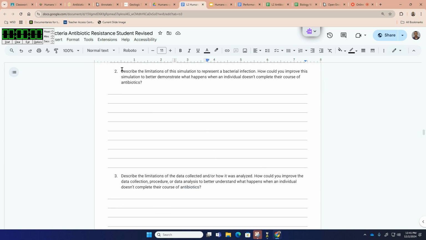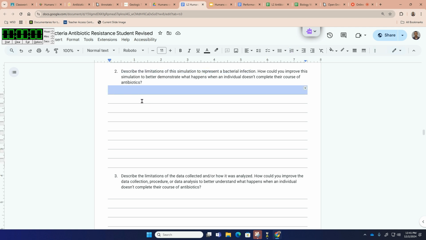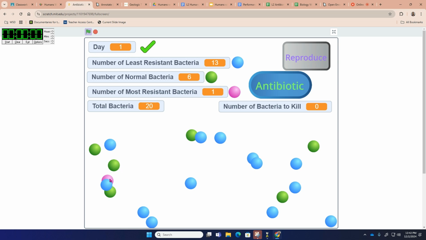All right, so this question, it says, describe the limitations of this simulation to represent a bacterial infection. How could we improve it? Okay, the main limitation in our simulation was that even though we have different colors, they all are basically the same bacteria. We don't have any mathematics or any numbers or randomness within our simulation to really make the red ones harder to kill. We just killed them last in our simulation. So it simulated that they were harder to kill, but they weren't actually harder to kill. We could have made this more realistic and have numerically some mechanism for them to be harder to kill.